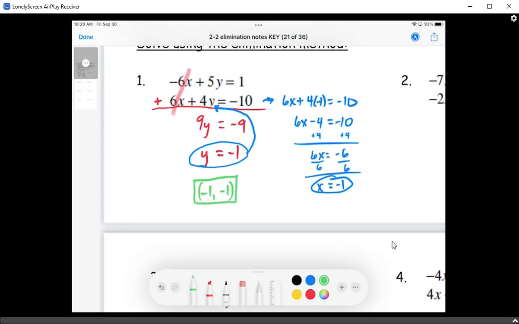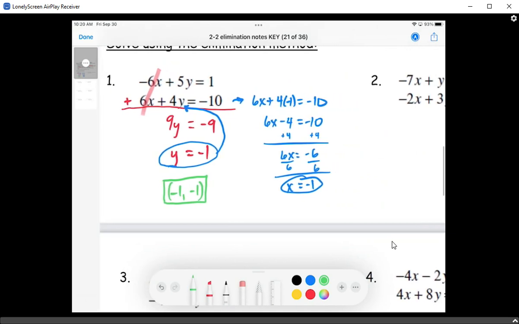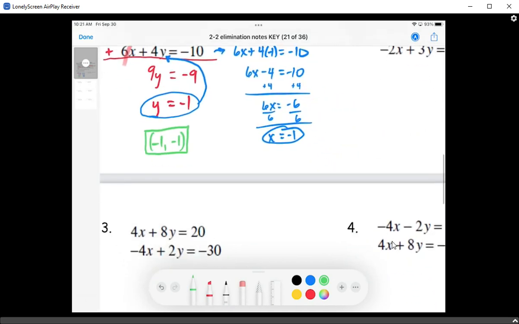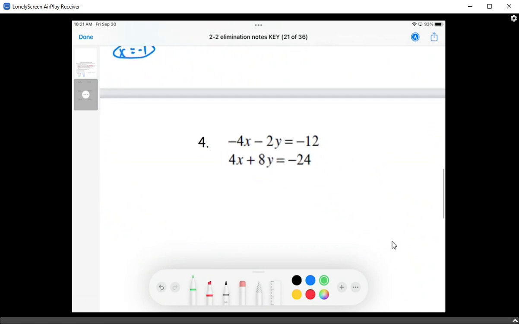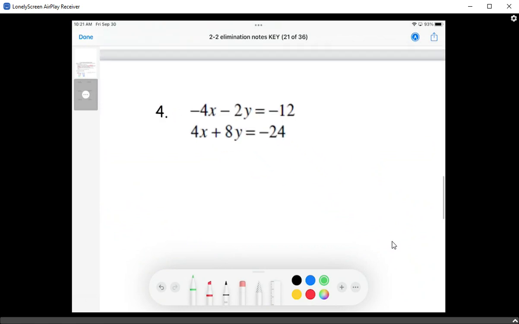I want to skip away from number 2 now. We're going to come back to that at the very end. I want to go to number 4. Okay, we'll go to number 4 first.